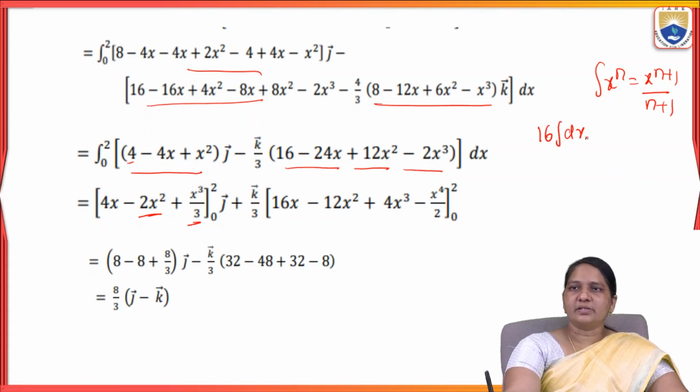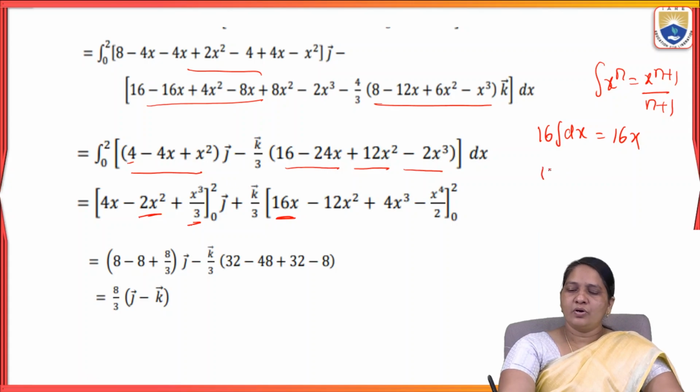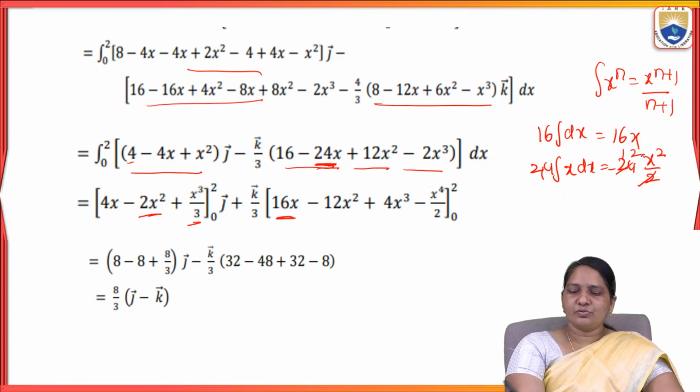16 integral dx is nothing but 16x. Next, 12 integral x square dx. This is the term. The next term is 24 integral x dx. So 24 into x square by 2, so 12. This value is 12x square.